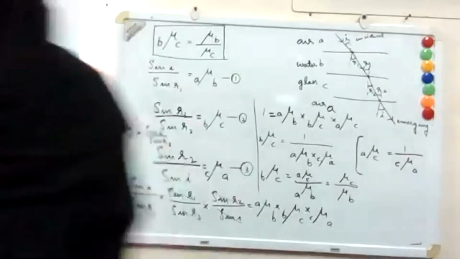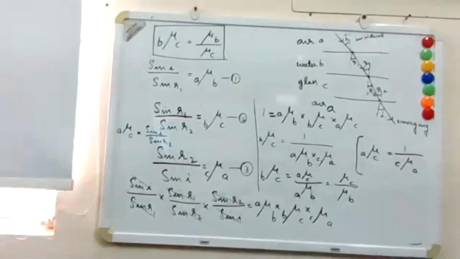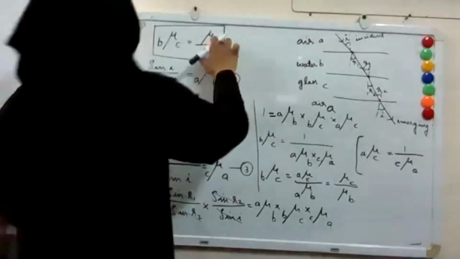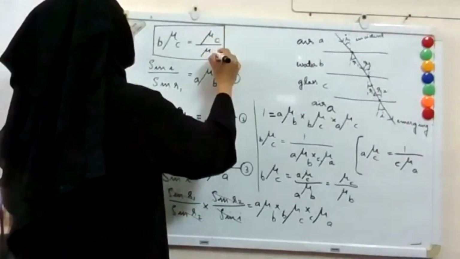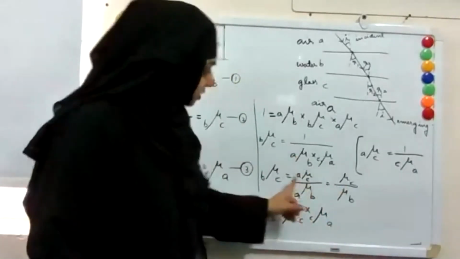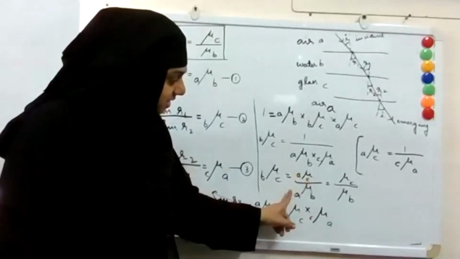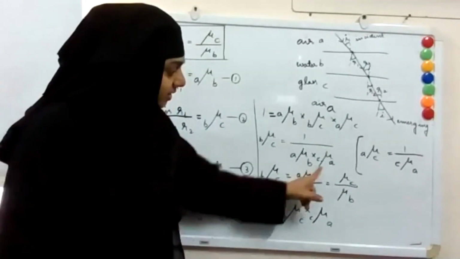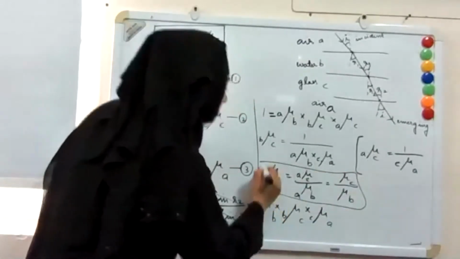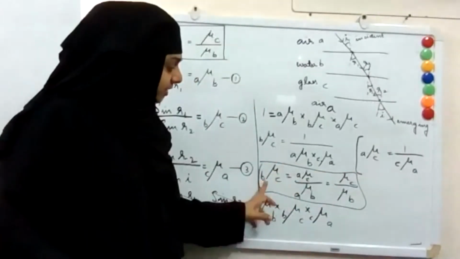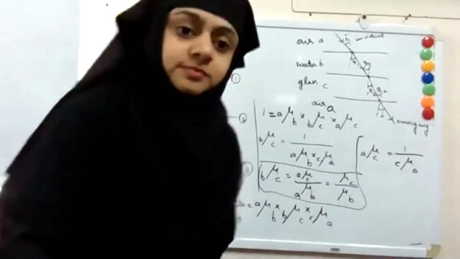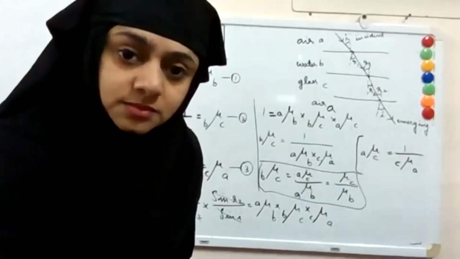So I will get it as equal to, oh, I got it in the other way. Let me just confirm. Yeah, I wrote the equation wrong here. It should be C by B itself. So it should be mu AC by mu AB. So we got mu CB is equal to mu C divided by mu B.